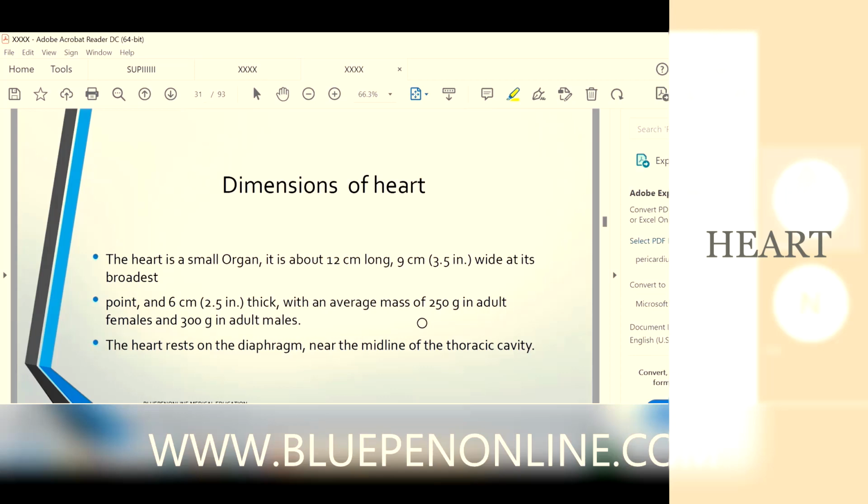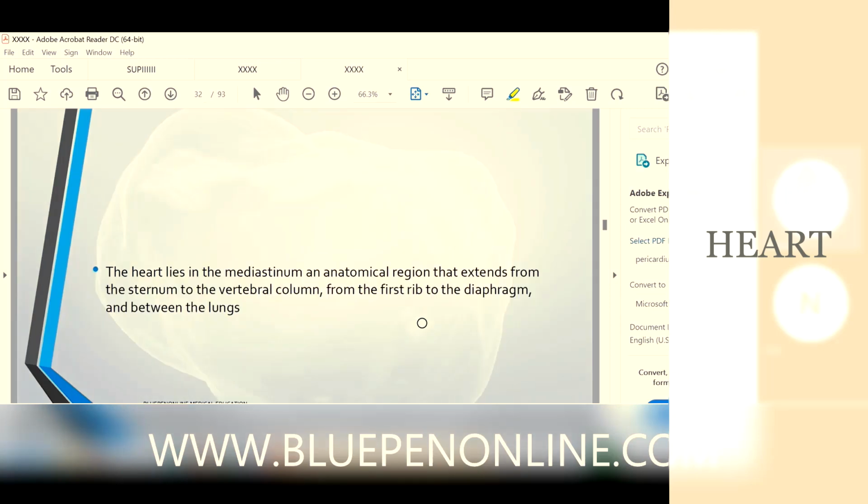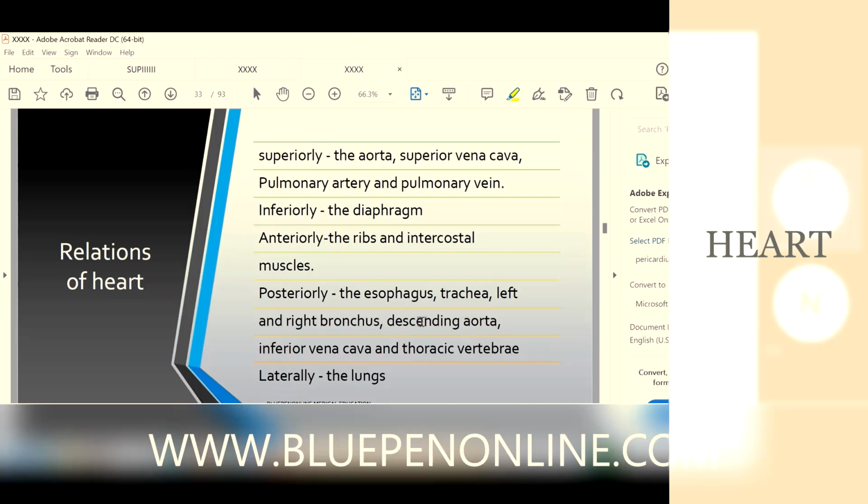So the heart rests on the diaphragm near the midline of the thoracic cavity, and it lies in the mediastinum. It extends from the sternum to the vertebral column, from the first rib to the diaphragm, between your lungs.